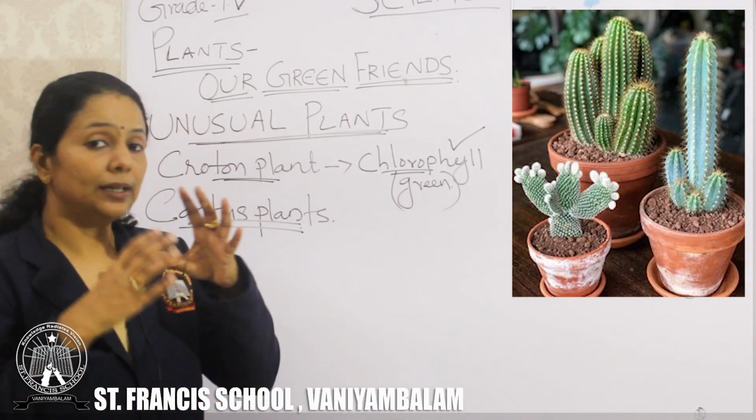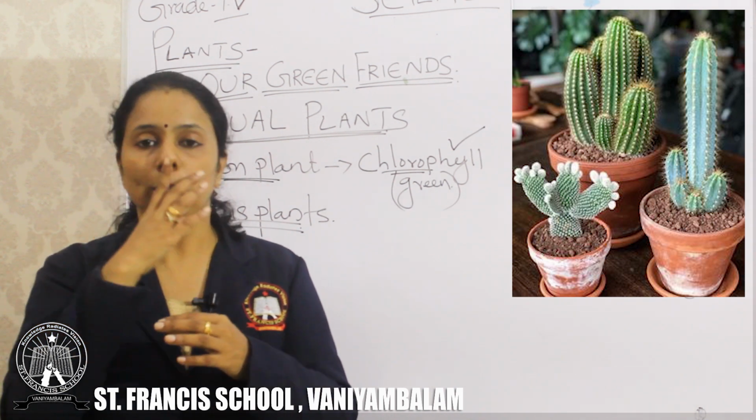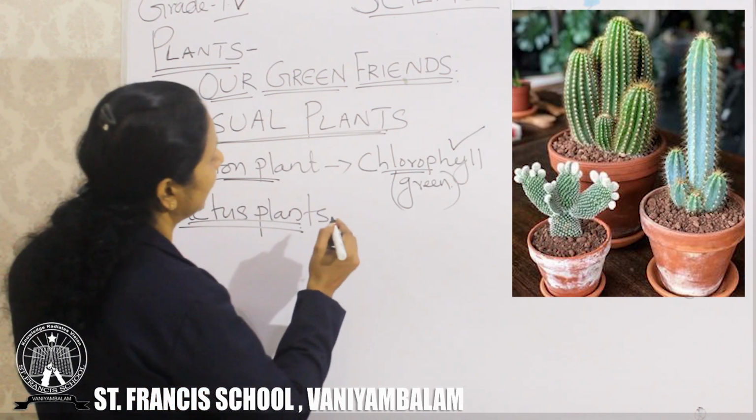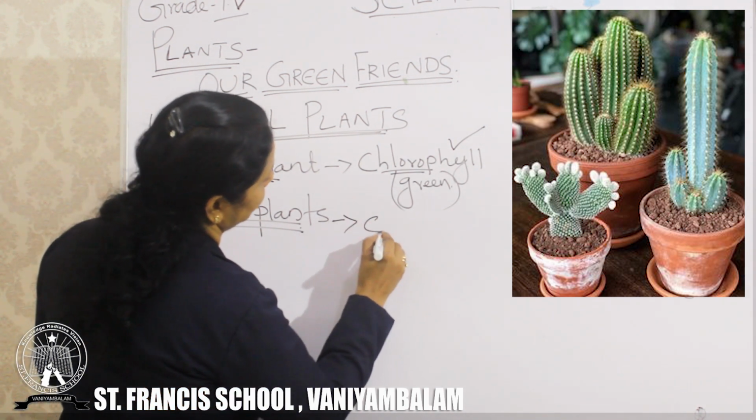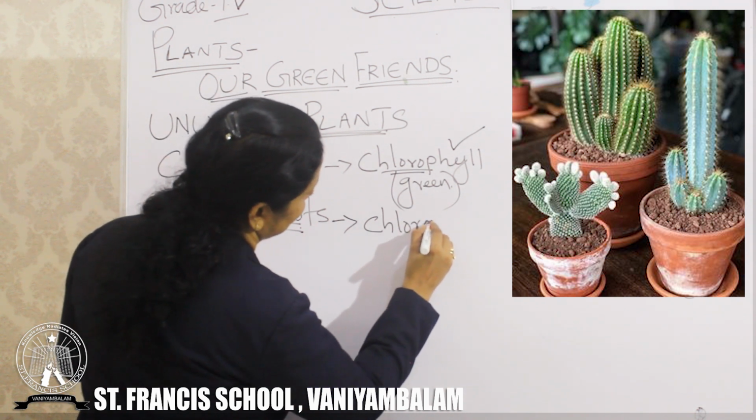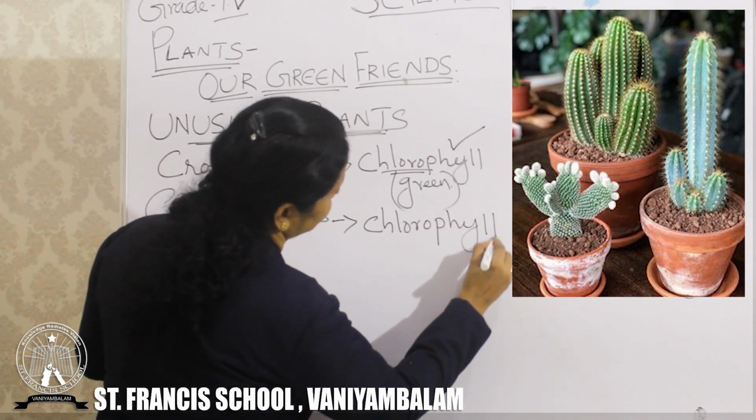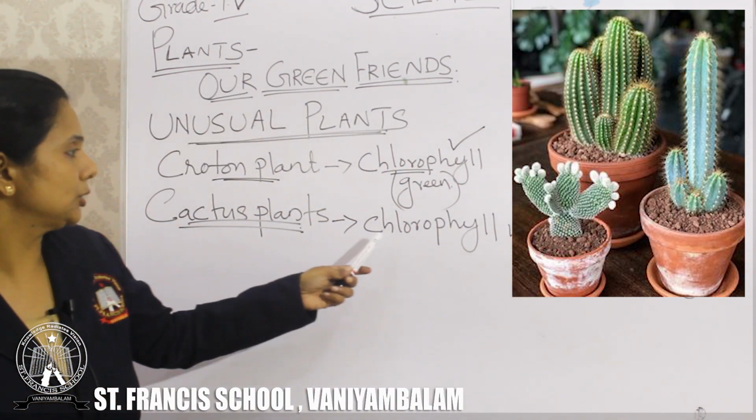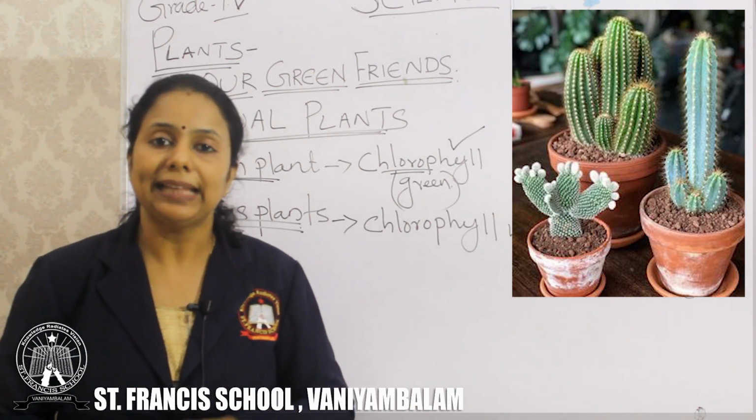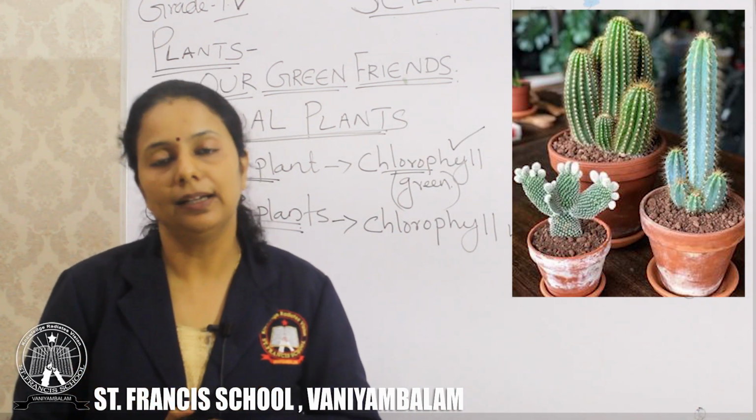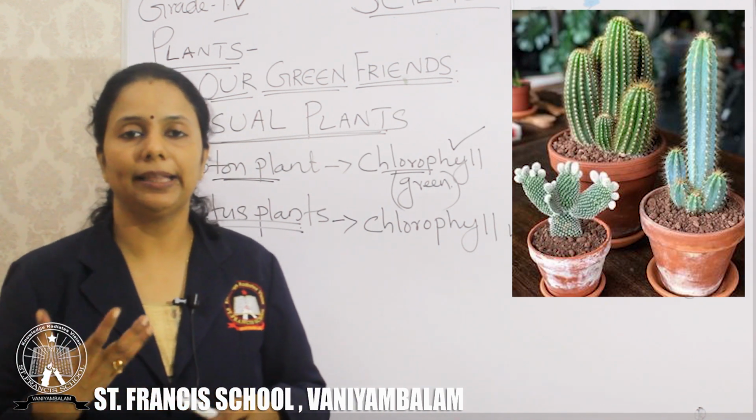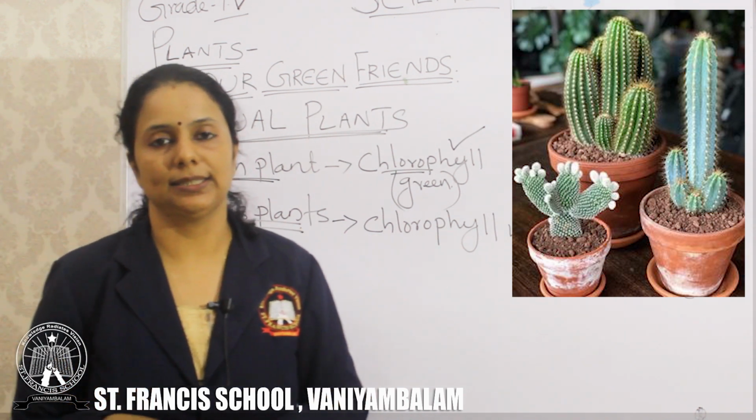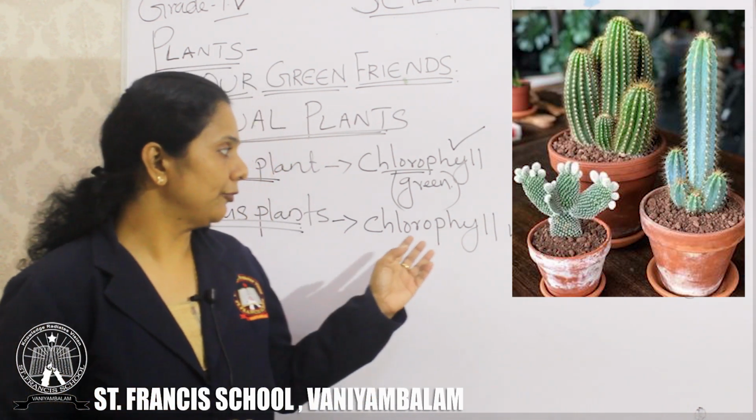The green part which we can see on the cactus plant is actually the stem of the plant. The stem is green in color, so chlorophyll is also present. Chlorophyll is present in cactus plants, and that is why it is green in color. The plant can also make its own food, or perform photosynthesis.